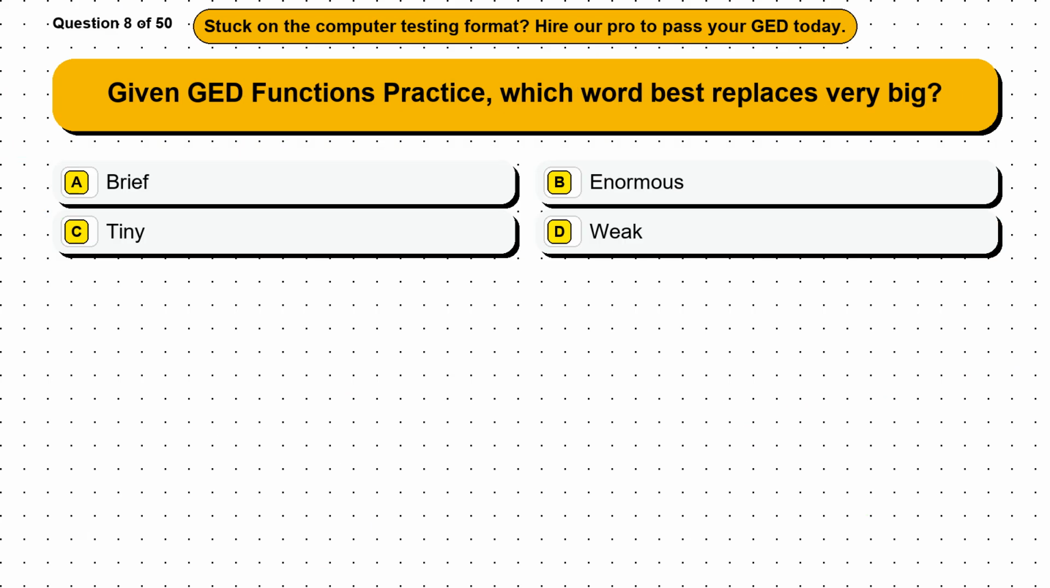Question 8. Given GED Functions Practice, which word best replaces very big? Option A: brief. Option B: enormous. Option C: tiny. Option D: weak.